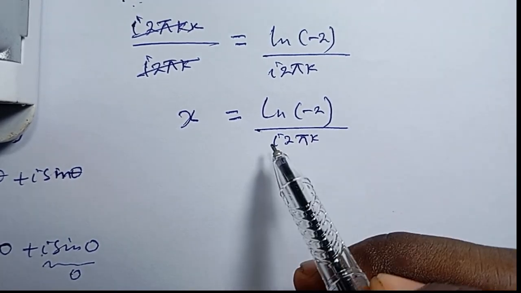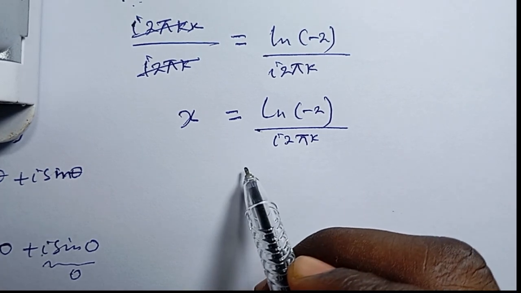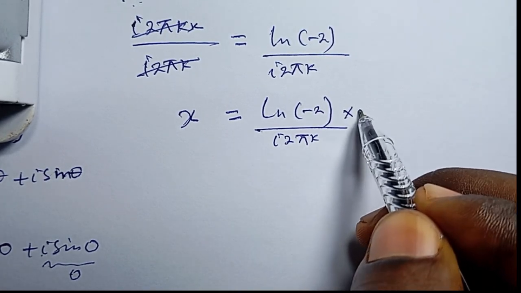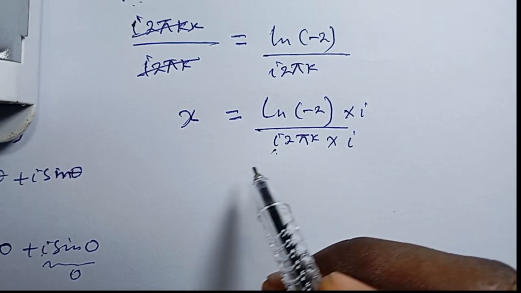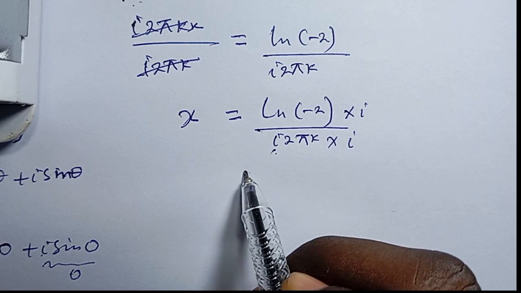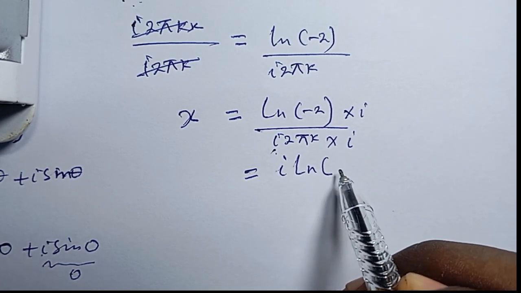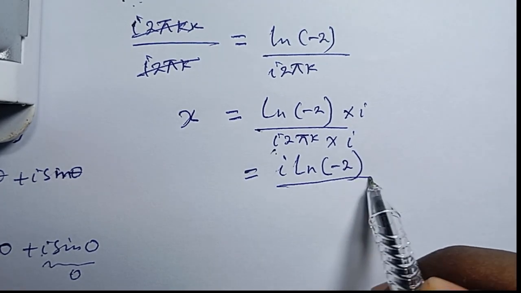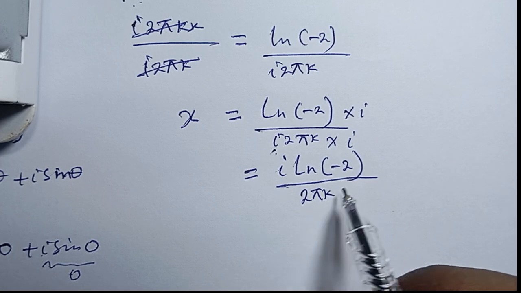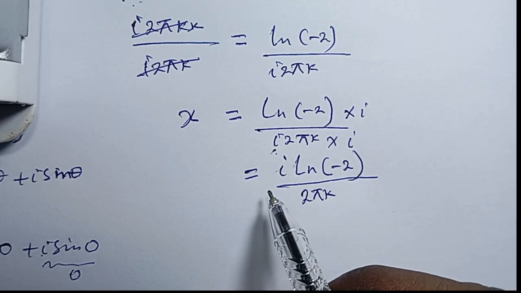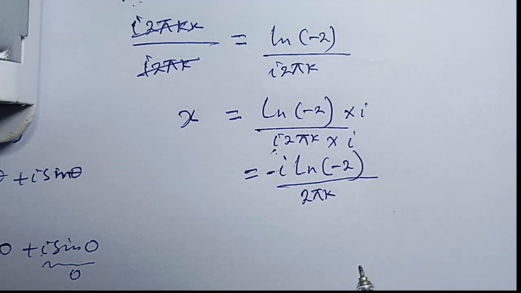But i is not supposed to be in the denominator, so we're going to multiply both the numerator and the denominator by i, so that we can remove this i at the denominator. What I'm going to have is i multiplied by the natural log of negative 2 divided by 2 pi k. Of course i multiplied by i is equal to negative 1, so I'm going to bring up the negative 1 right here.